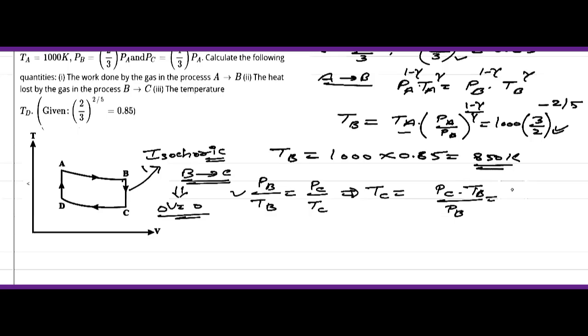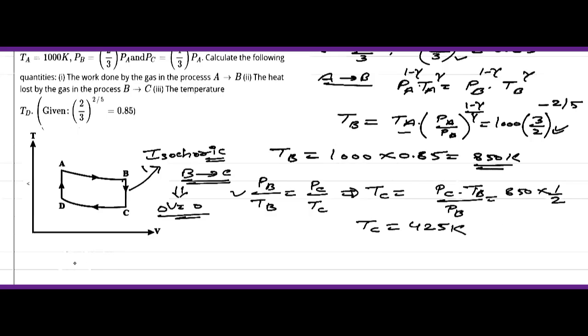So put the values of these elements, 850 into PC upon PB. What is PC upon PB? That is 1 by 2. So we can get TC is equal to 425 Kelvin.